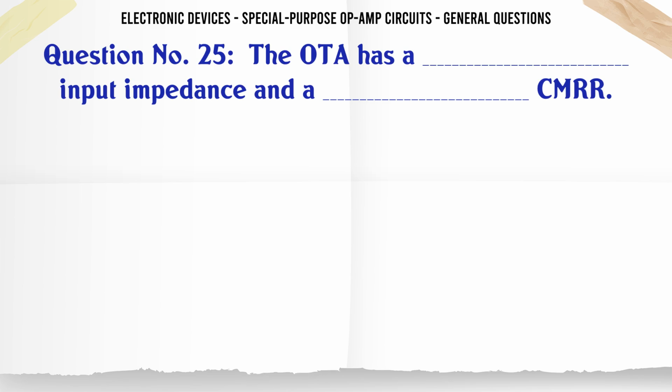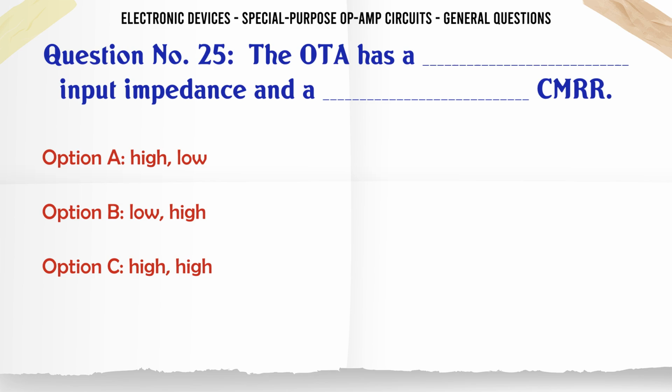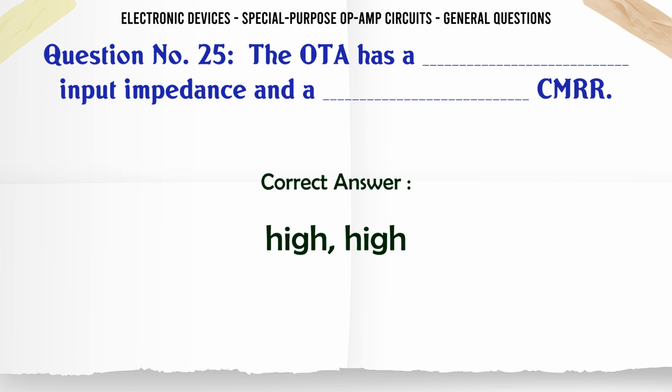The OTA has a ___ input impedance and a ___ CMRR. A. High-low. B. Low-high. C. High-high. D. Low-low. The correct answer is high-high.